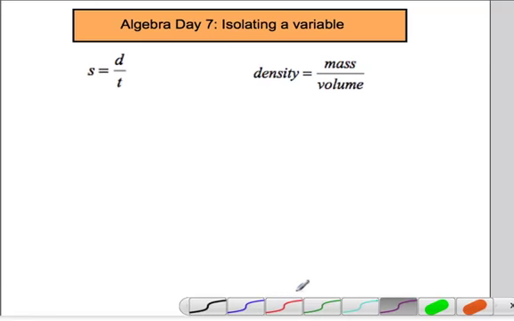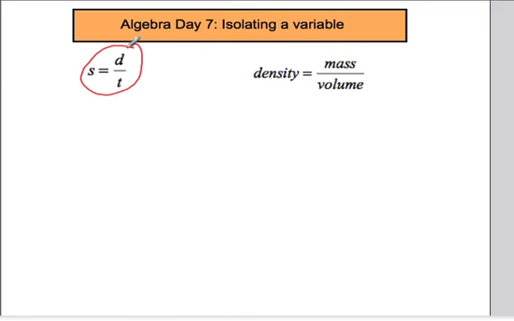Hello, 8th grade. So for day 7, we've been working with algebraic equations and we've only had one variable. What we're going to do now is something a little bit more abstract to you: equations that have more than one variable, okay?